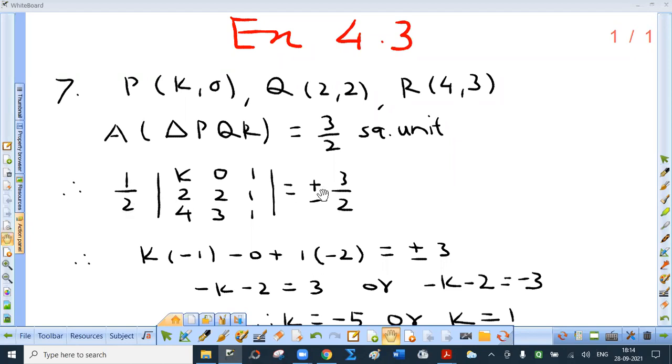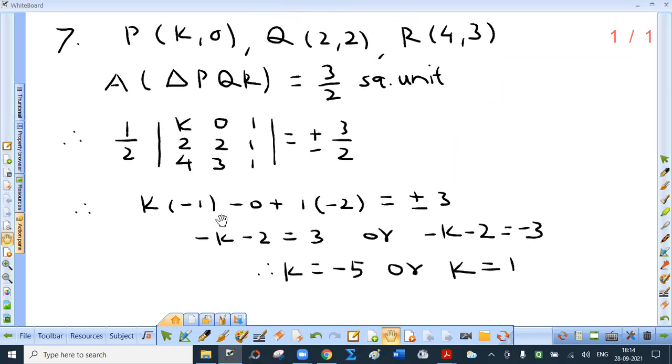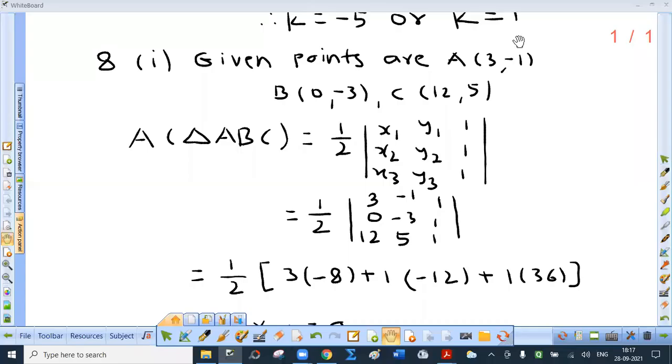Simple. Now 2 gets cancelled. Expand the determinant. Value of the determinant is minus k minus 2. It is either 3 or minus 3. Accordingly, k is minus 5 or k is 1. Sum number 8, we'll be doing first and second part. Examine the collinearity of the following set of points.